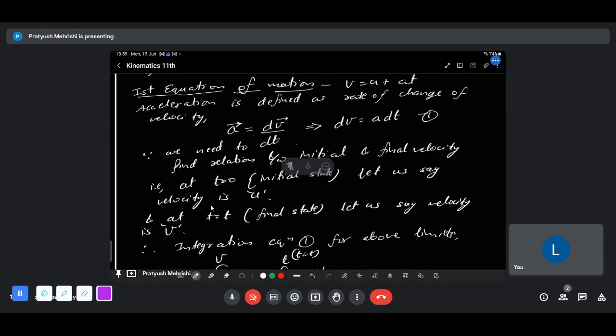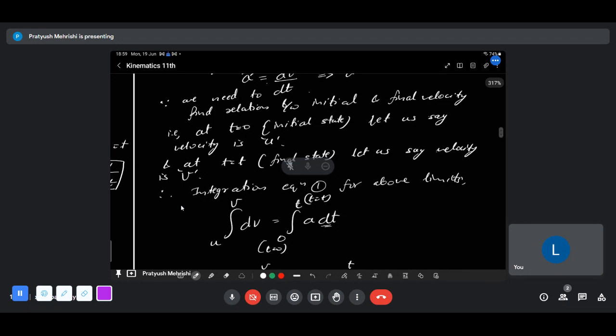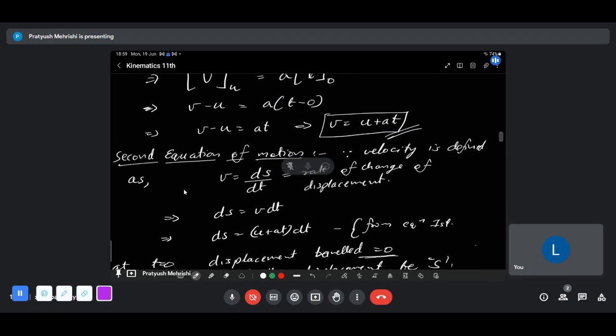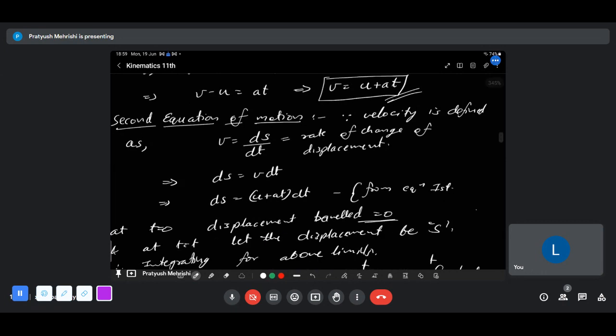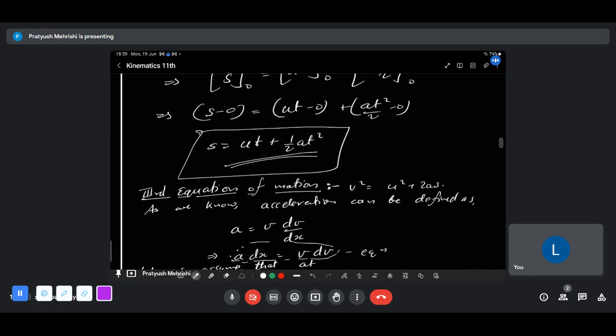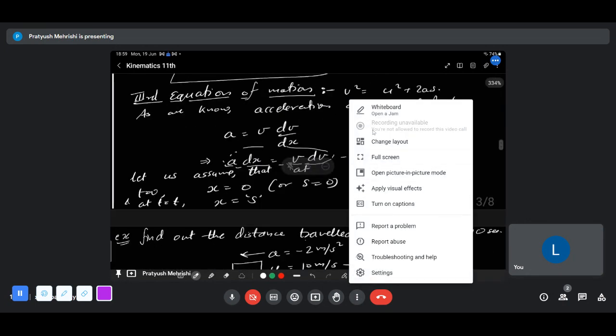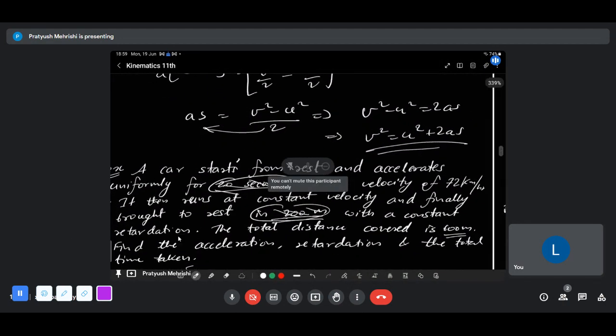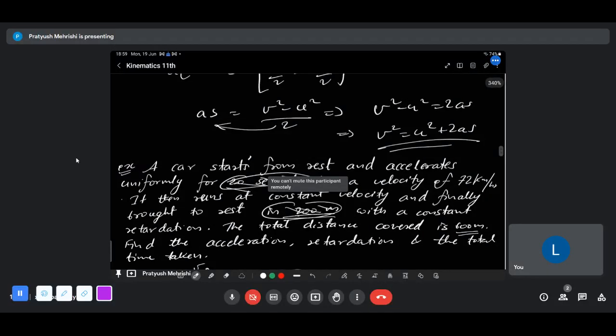We do nothing, we just use integration and differentiation here. Like we know that acceleration is dv by dt, we take dt on the other side and integrate. Hence we got v equals u plus at. For the second equation of motion, we use velocity as ds upon dt, and instead of velocity we write v equal to u plus at, and then integrate. For the third equation of motion, we use acceleration as v dv by dx, and when we integrate it, we get v square equal to u square plus 2as.